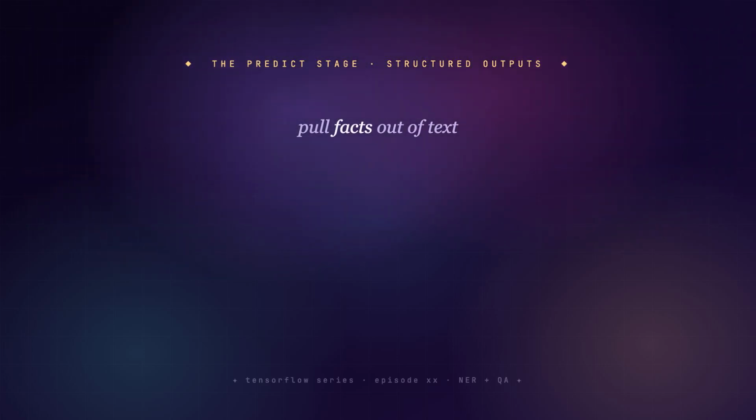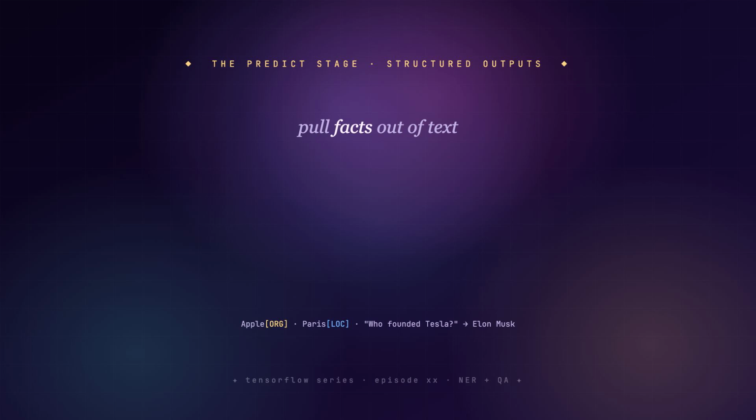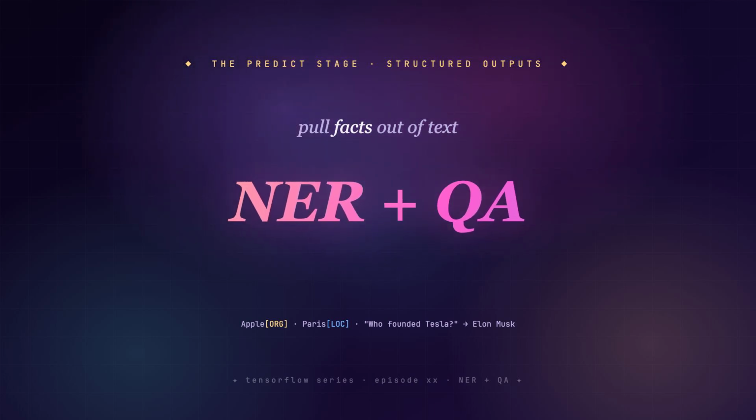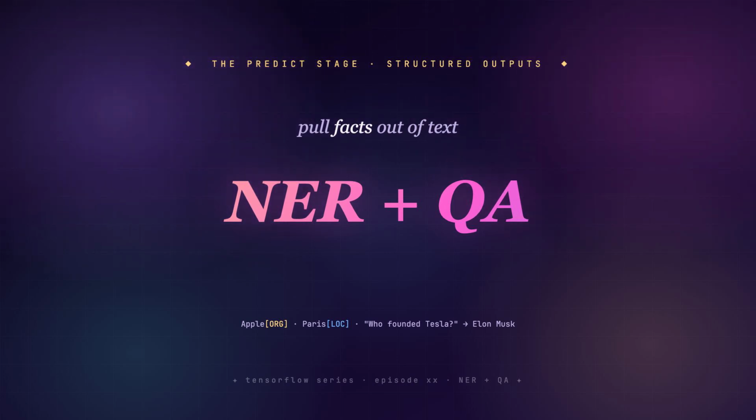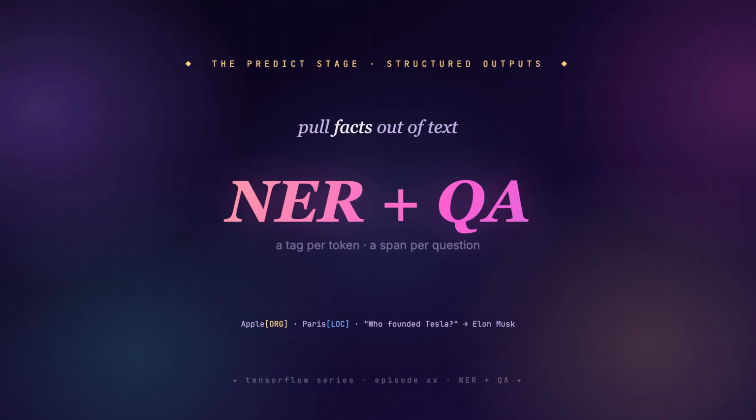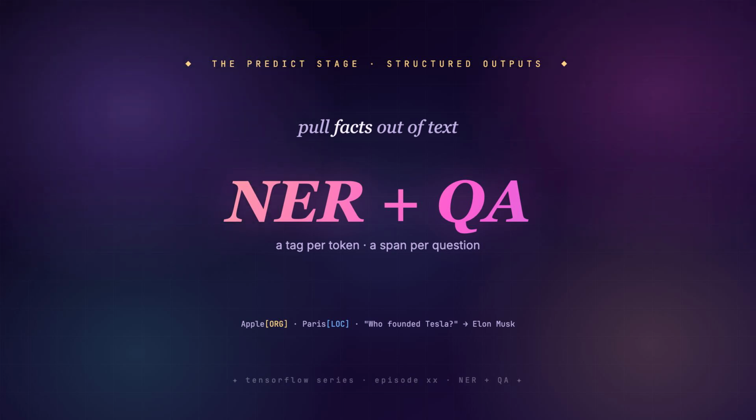Last time we fine-tuned BERT to give us one label for a whole sentence, positive or negative, spam or not. But here's the thing, a lot of real language tasks don't want one answer for the whole sentence. They want an answer for every word or a precise piece of the sentence. We're still living in the predict stage of our pipeline, but we're going to make predict do something richer than a single number. We're going to pull facts out of text.